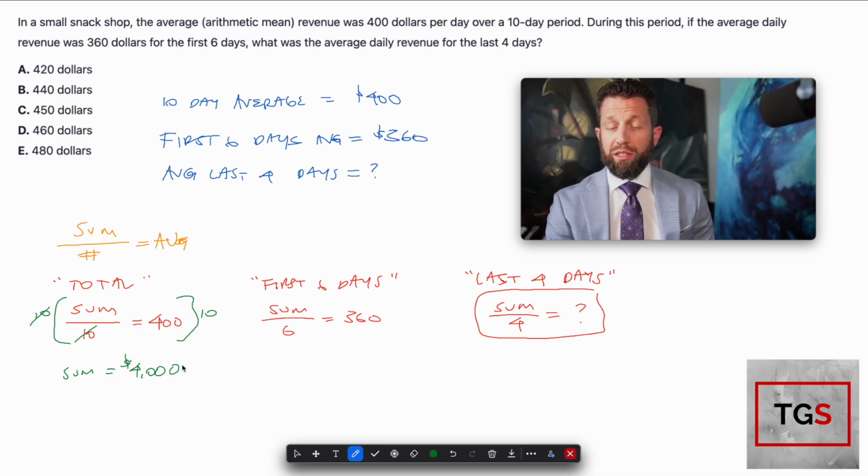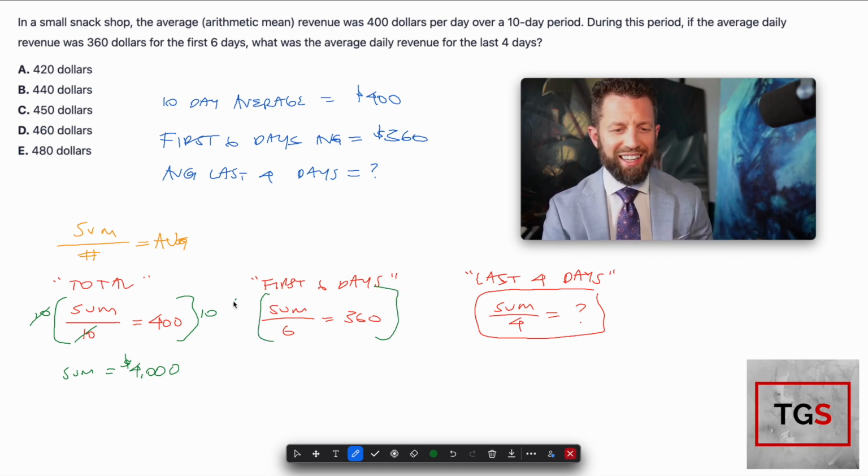I've also got a similar equation for the first 6 days. So I'm going to take sum divided by 6 equals 360, and then I'm going to multiply both sides of that by 6. And that gets me sum equals 360 times 6. I'd probably do some long multiplication there. We've got a math basics episode on how to reskill with long multiplication as well, if that'd be helpful.